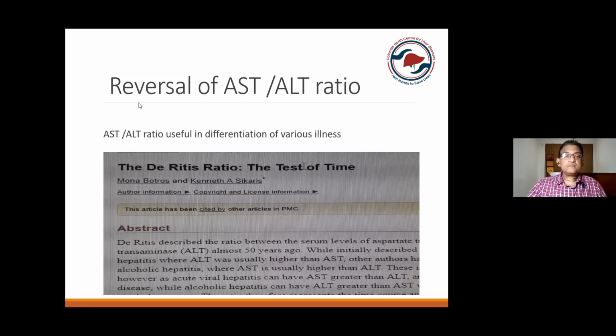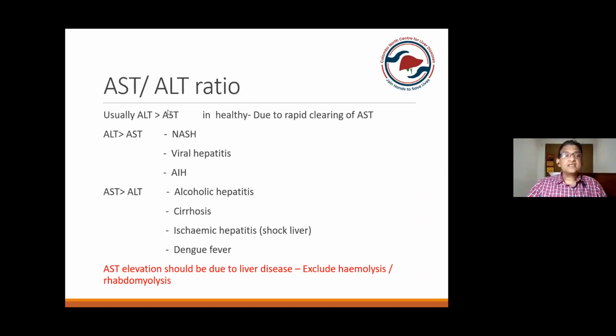So what are the illnesses with different AST to ALT ratio? Usually in health, in normal people, ALT is more than AST. It is due to very rapid clearing of AST because it has a half-life of 24 hours, and whatever is produced due to apoptosis is washed off immediately. So usually in health, ALT is more than AST.